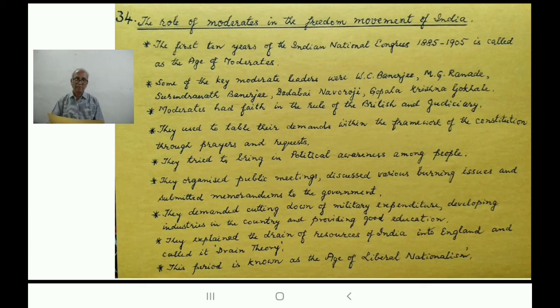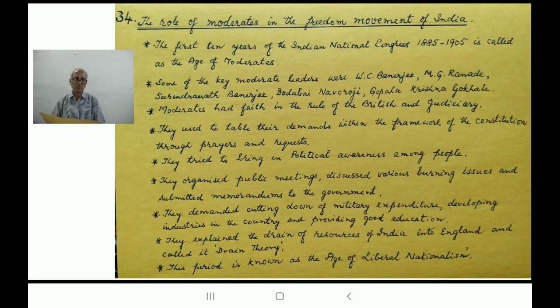They tried to bring in political awareness among people, because people as such did not know the actual situation in the country. So people had to be educated, and they were getting them educated. They organized public meetings, discussed various burning issues, and submitted memorandums to the government. So by way of requests, prayers, and memorandums, they were trying to get most of the things done. They demanded cutting down of the military expenditure, developing industries in the country, and providing good education to people.